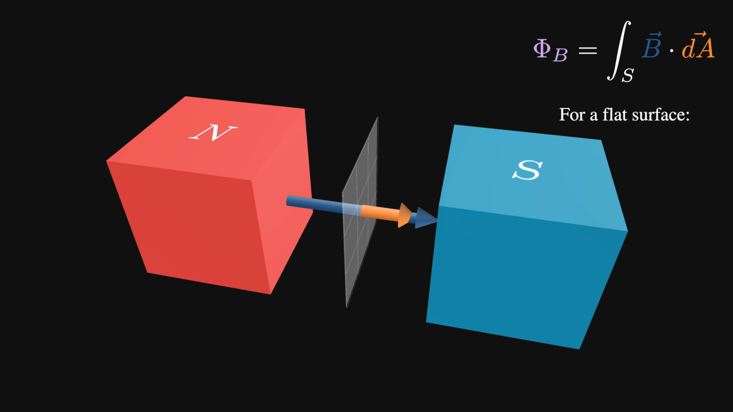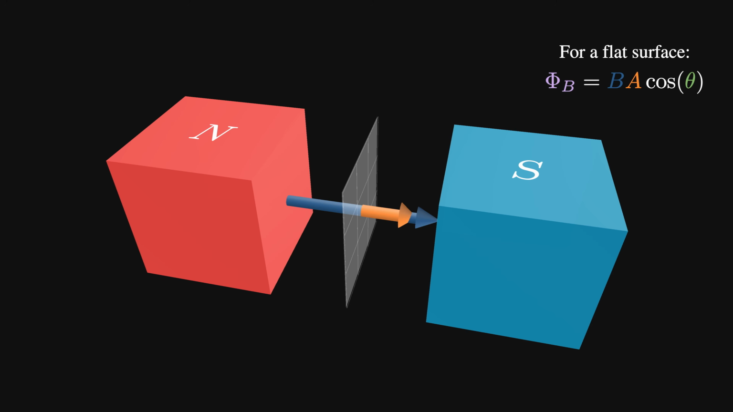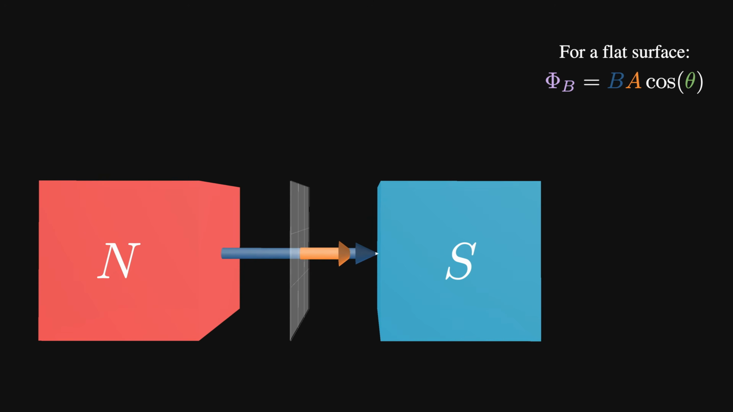When we are considering a flat surface like so, we can simplify this integral to the dot product between B and A, which is just B times A times cos theta, where theta is the angle between B and A. Right now the angle is 0, as the area vector aligns with the field. At this point, the flux through the area is at its maximum. However, if we rotate our area plane, theta becomes non-zero, and the magnetic flux decreases. So all in all, the magnetic flux depends on three factors: the strength of the magnetic field, the area the field passes through, and the angle between the field and the area's normal vector.